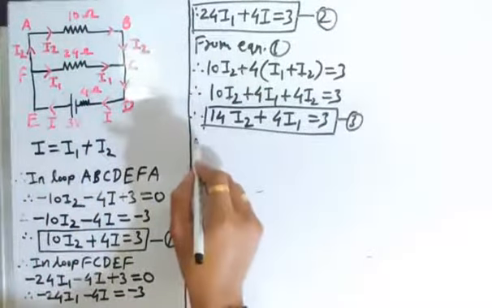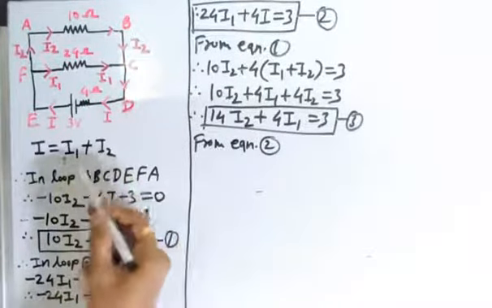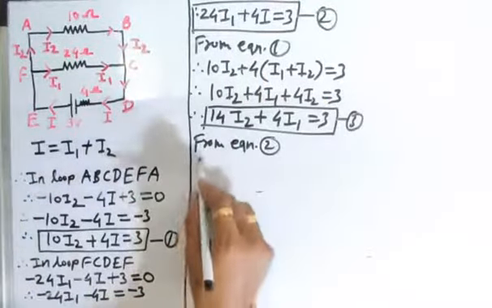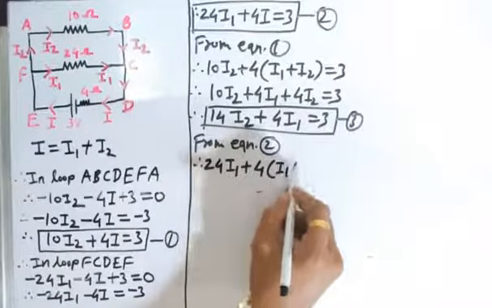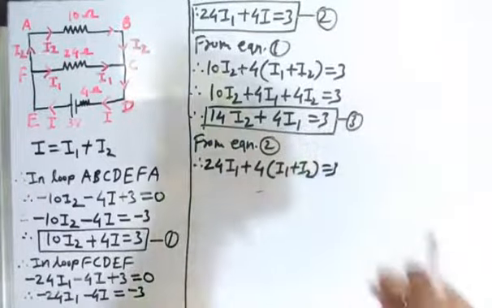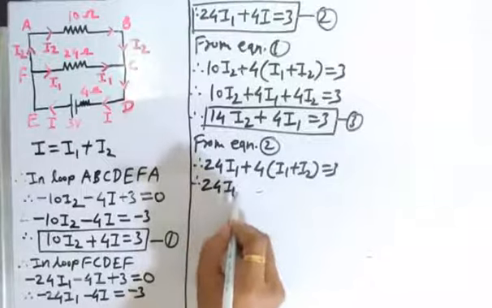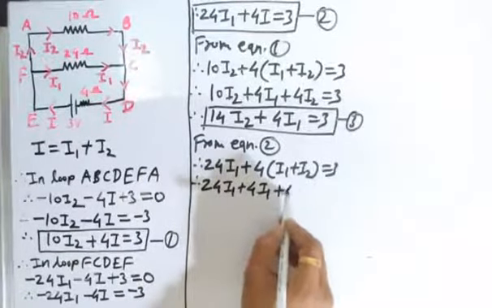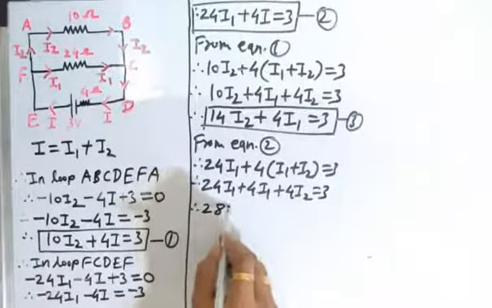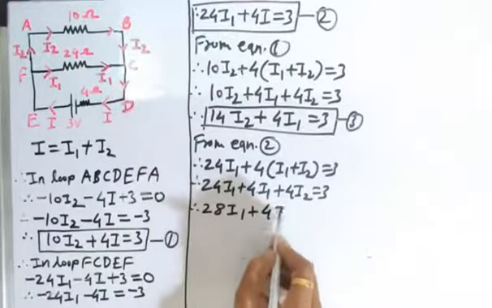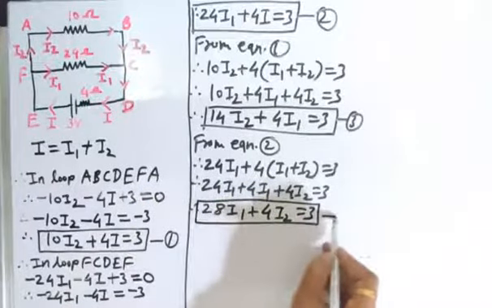Similarly, from equation 2 we can substitute the value of I is equal to I1 plus I2 in this equation. Therefore, we can write 24 I1 plus 4 into bracket I1 plus I2 is equal to 3. Therefore, we can write 24 I1 plus 4 I1 plus 4 I2 is equal to 3. After solving it, we get 28 I1 plus 4 I2 is equal to 3. We will consider this as equation number 4.